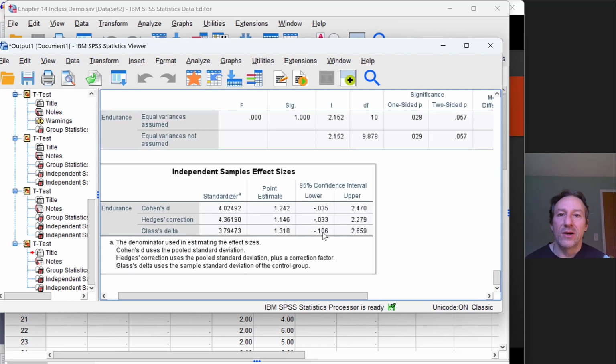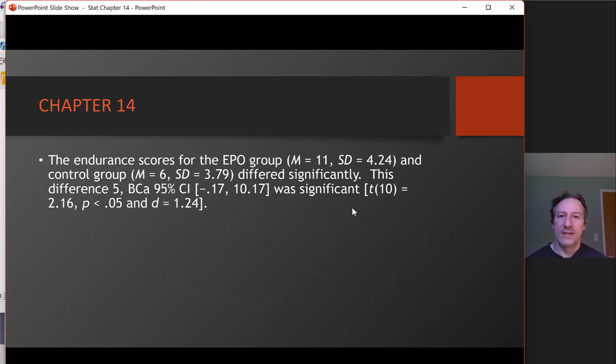And then we can get our Cohen's D here too, that we talked about just a little bit ago. And this is a 1.2. And again, 0.8 is a pretty large effect size. Getting a 1.2 is pretty big. Okay, this is how we would write that up.